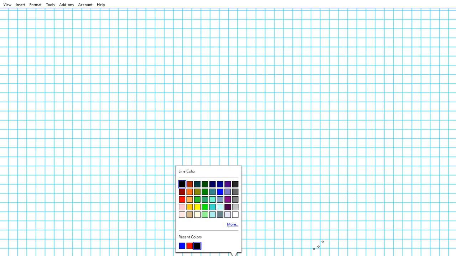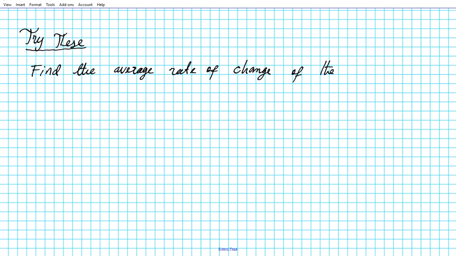So how well did you understand the contents of this presentation? To demonstrate mastery, we would like you to try out the following problems. Instructions are to find the average rate of change of the given functions over the specified intervals.